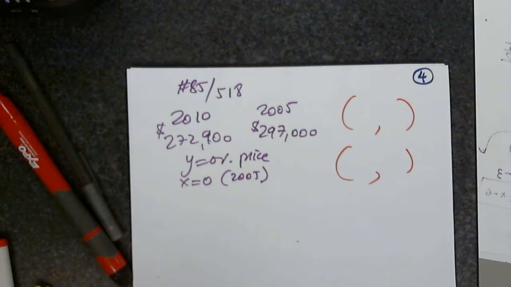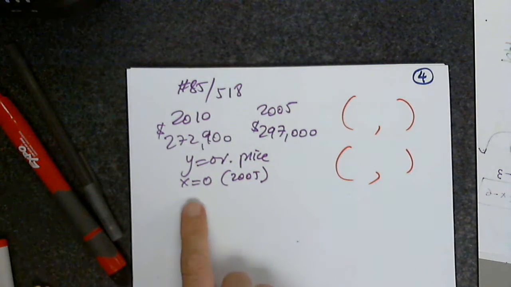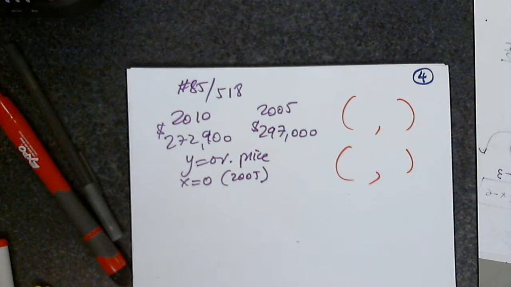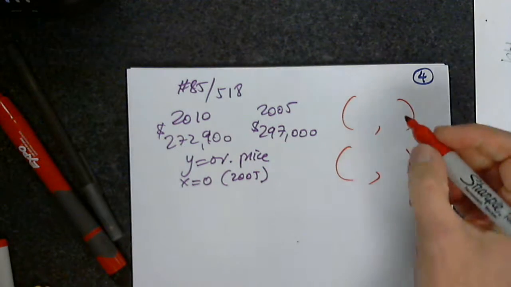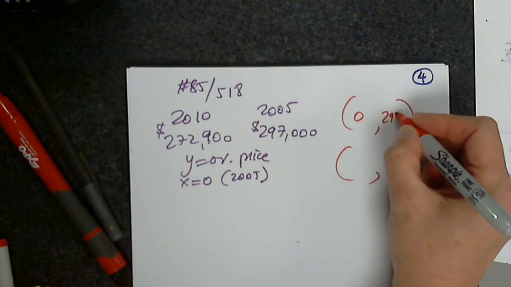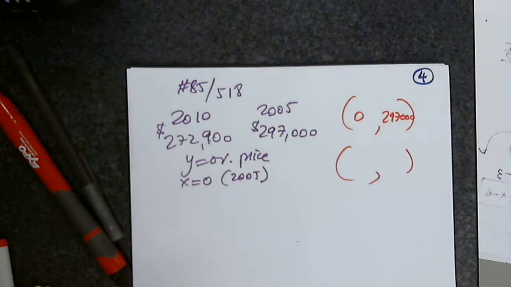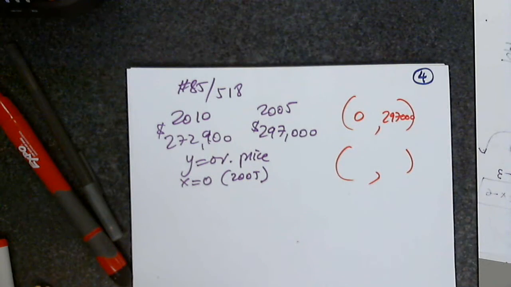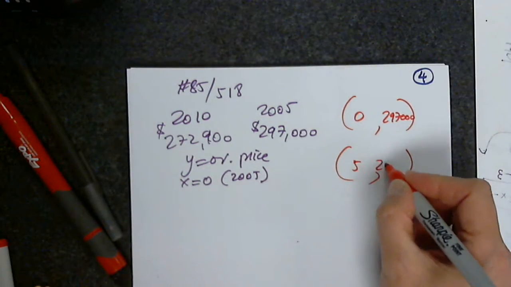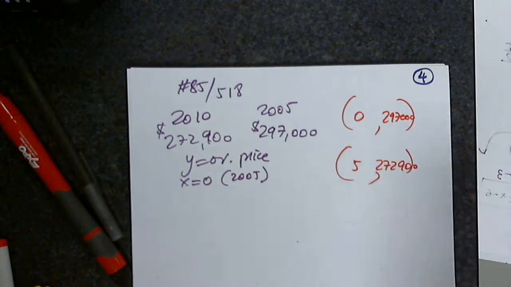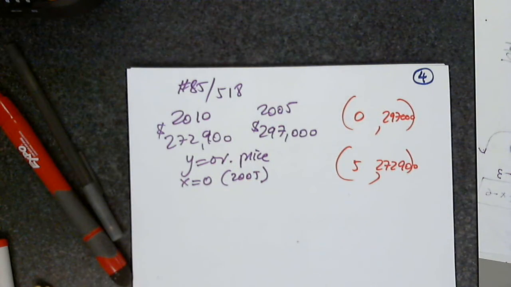Anyone? The year will be X, 2005 will be the X. X equals 0 represents 2005. We cannot use the name of a year in a problem. Zero. Yes, 0, 297,000. Excellent. 272,900. Excellent. Perfect. What do I do next?